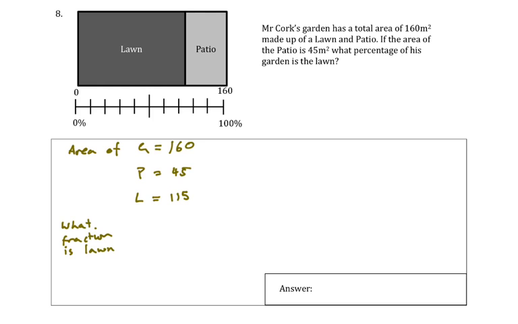Have a think. What fraction of the garden is lawn? Well, it's 115 metres squared out of the total garden, which is 160 metres squared. So this is the fraction which is lawn.